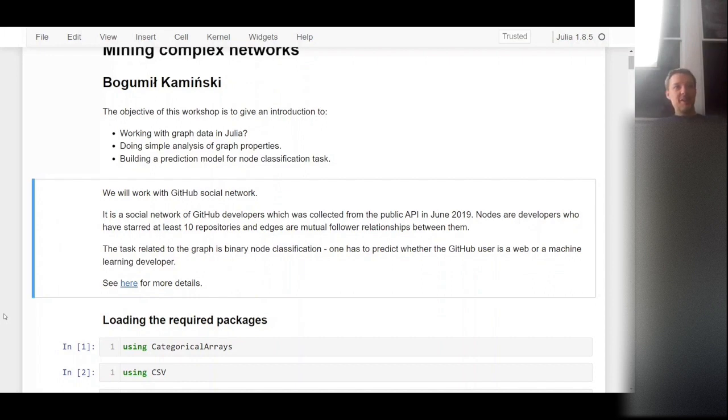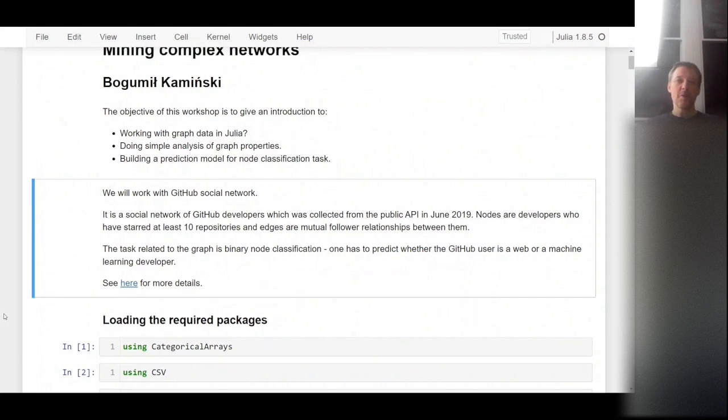So I assume you mean the following. If I have a lot of machine learning friends and few web developer friends, then most likely I am a machine learning expert. And similarly, if I have a lot of web friends and a few machine learning friends, I'm most likely a web developer. So this is a natural approach, and this is also what I would expect. And this is the way we want to analyze this data.